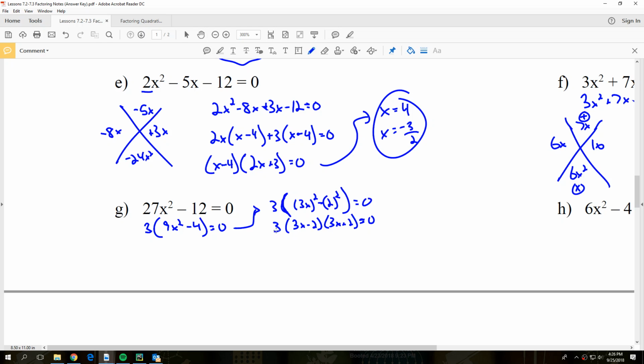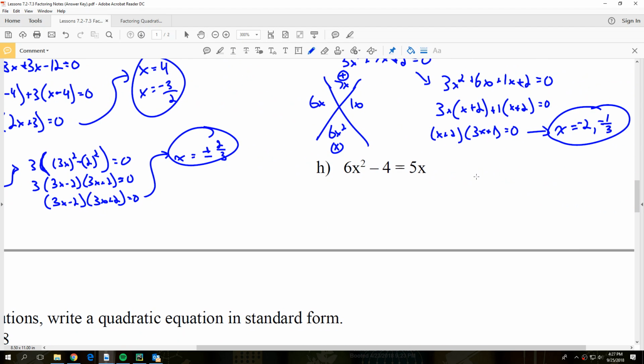You could do it that way, or I would prefer you just say, okay, I'm going to divide that 3 out, and 0 divided by 3 is 0. So we have (3x minus 2)(3x plus 2) is equal to 0, which means that x is equal to plus or minus 2/3 when you solve. Set them both equal to 0.